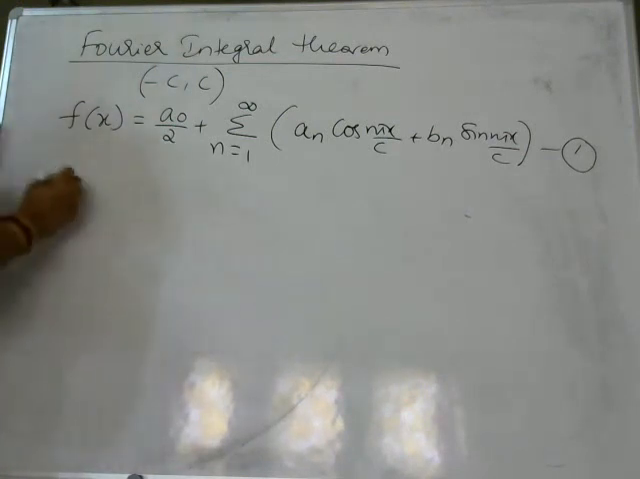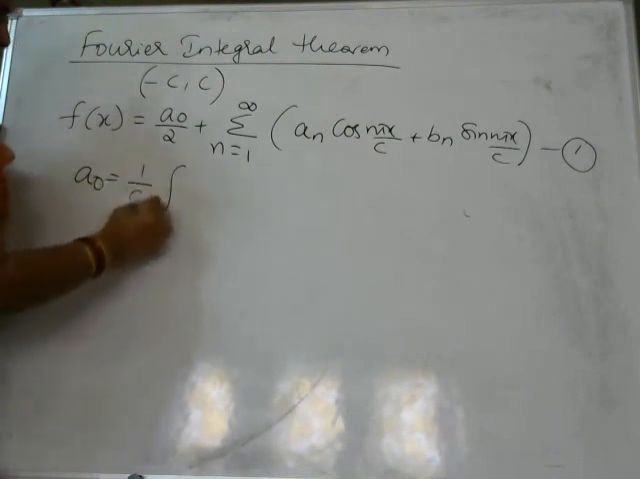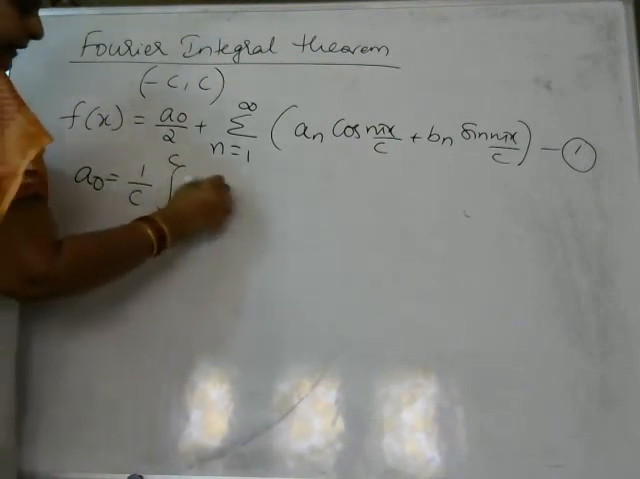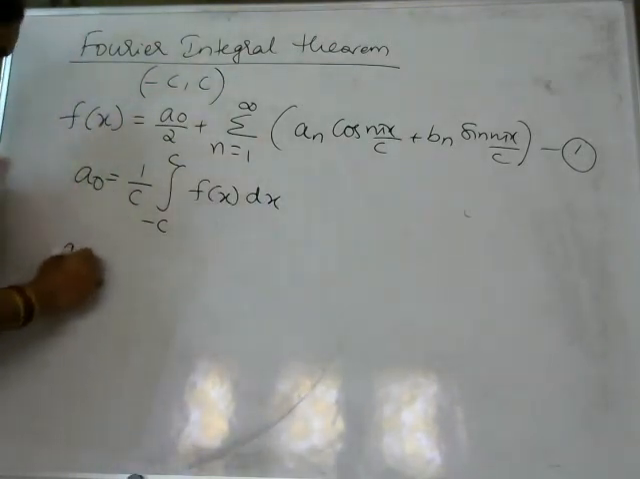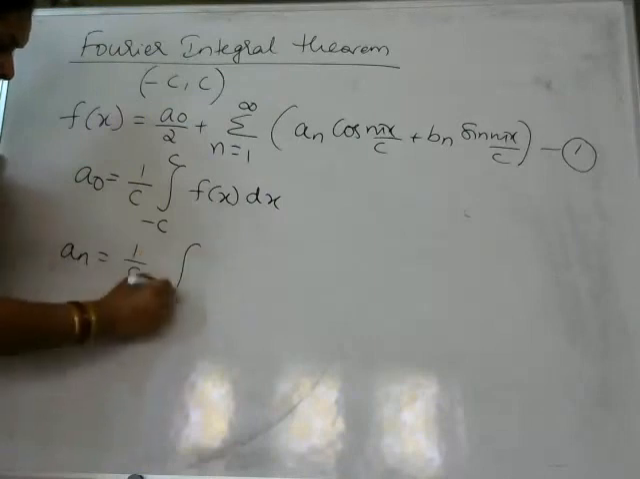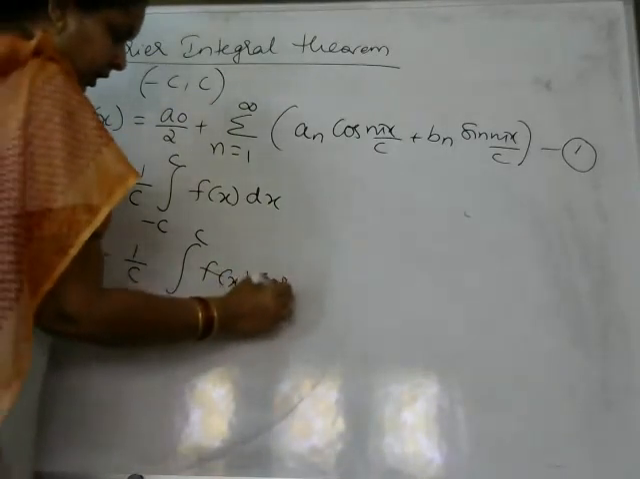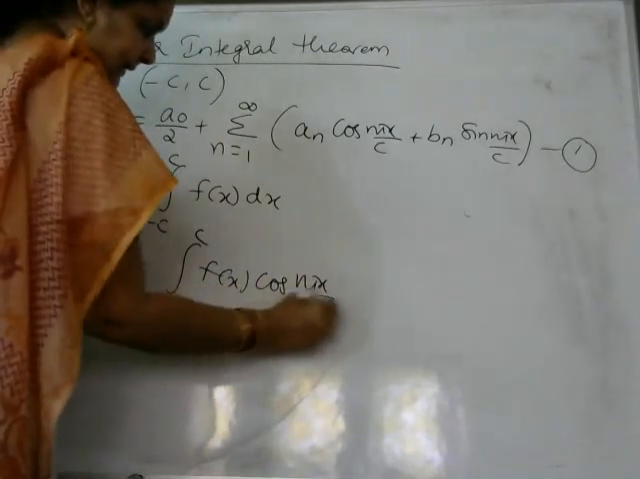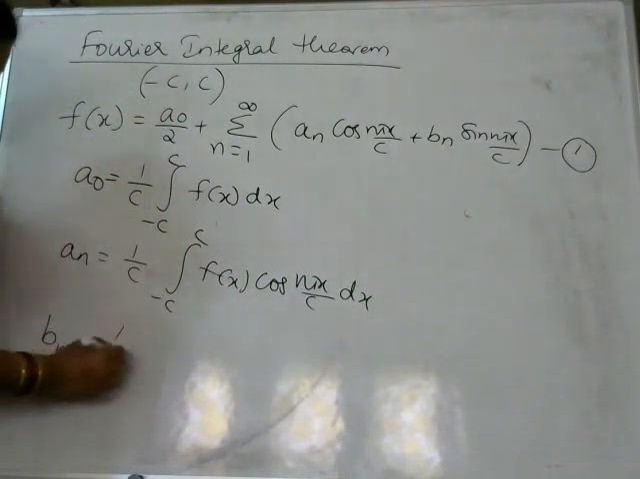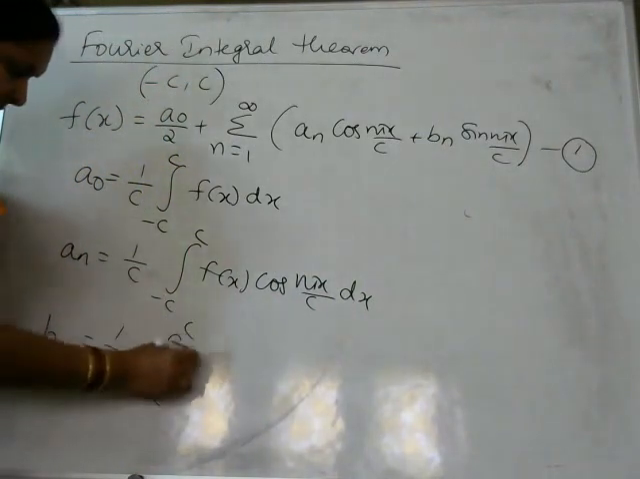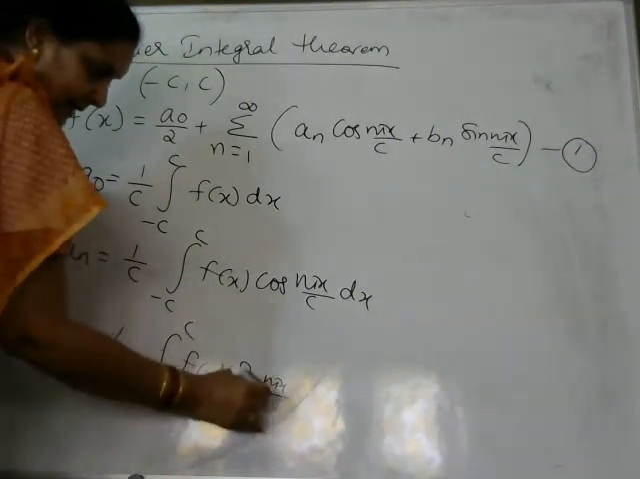So how we write the value of a0? The value of a0 is 1 by c integral minus c to c f of x dx. An value is 1 by c integral minus c to c f of x cos n pi x by c dx. Bn is equal to 1 by c integral minus c to c f of x sin n pi x by c dx.